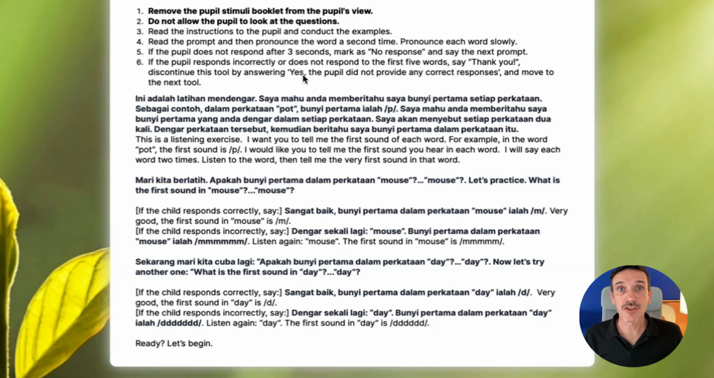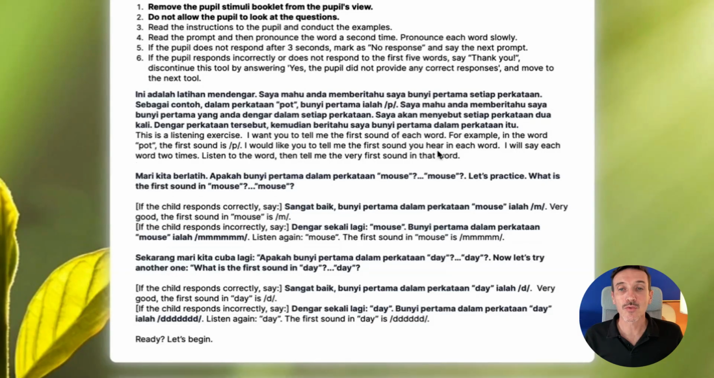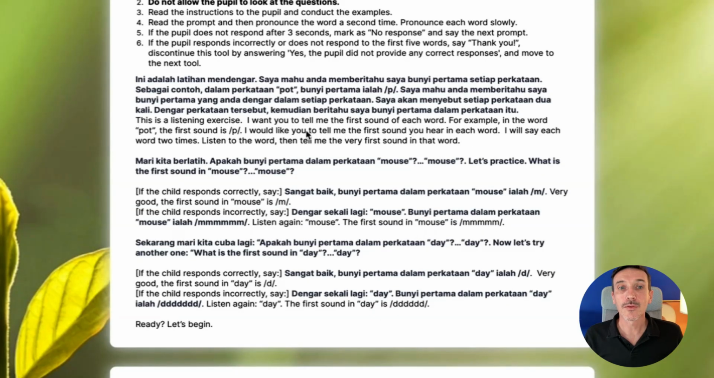You're going to read the instructions to the pupil and conduct the examples. There are some examples here so that they understand the concept of what's going to happen in this tool. Here are the examples. This is a listening exercise. I want you to tell me the first sound of each word. For example, in the word pot, the first sound is.